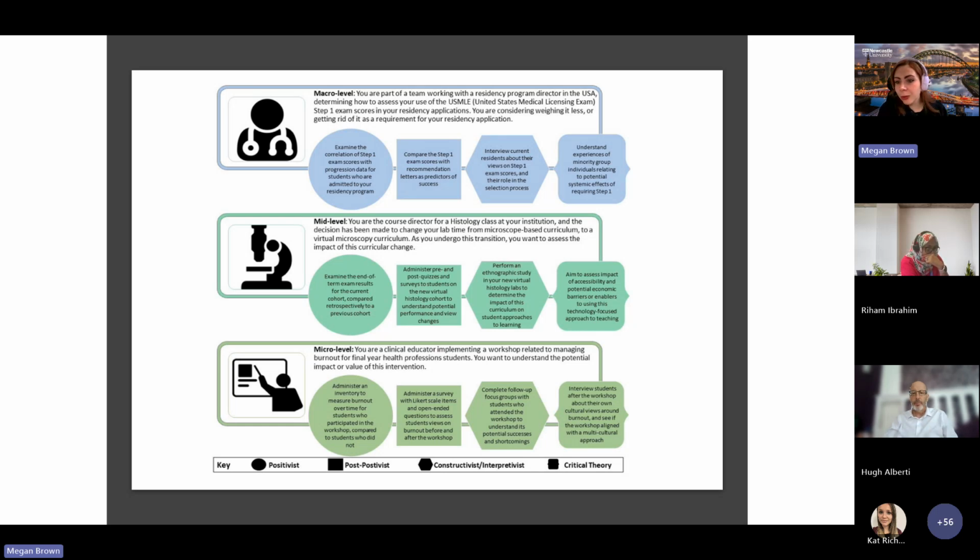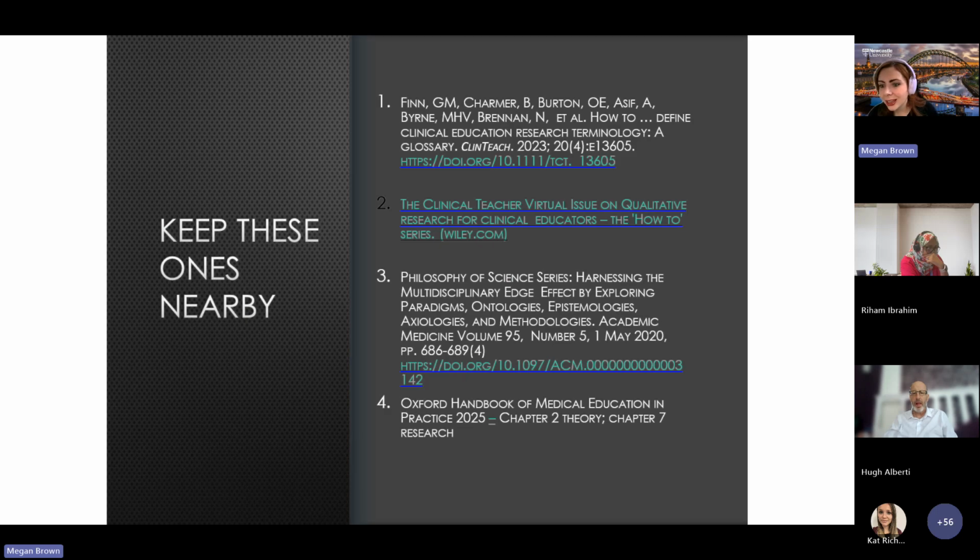There's a few helpful references. Again, you'll receive these slides, so don't feel like you have to note these down. The top one there is what I've already shared with you, the glossary for getting started with some of the research terminology. There's a really helpful series in the journal, The Clinical Teacher, which just so happens to be where that glossary is also published, on how to get started with qualitative research for those interested.